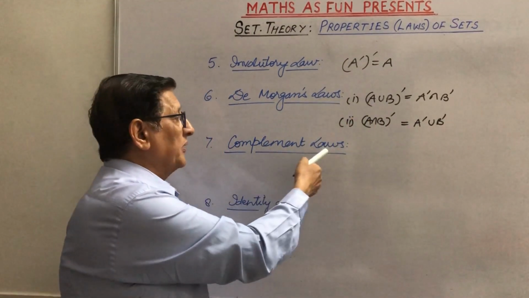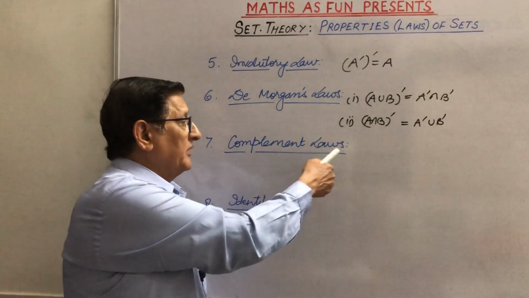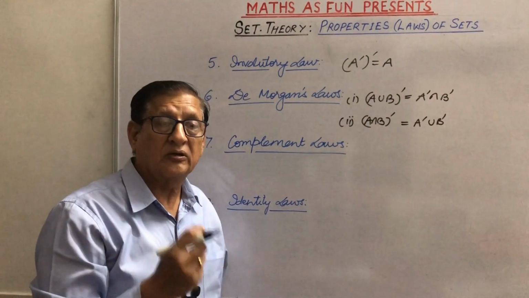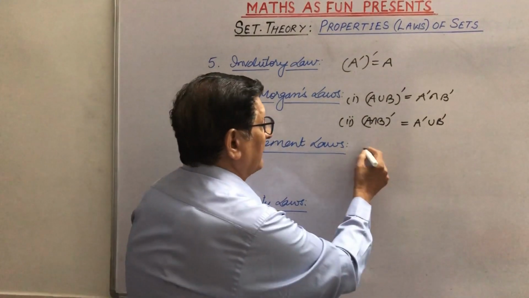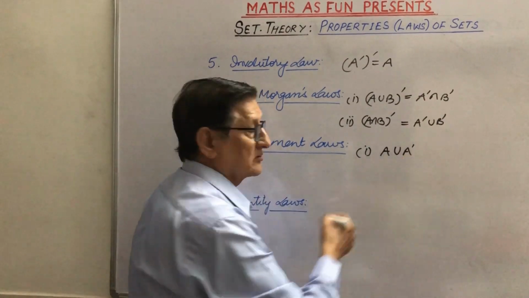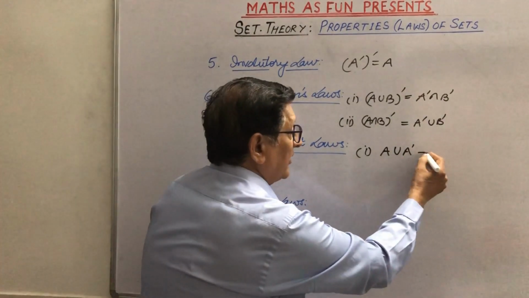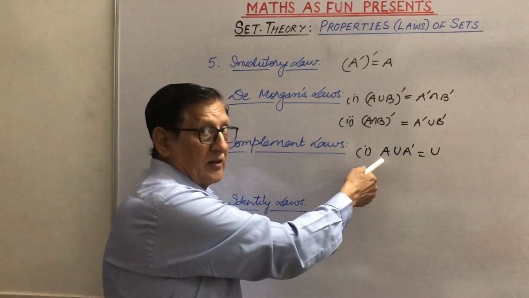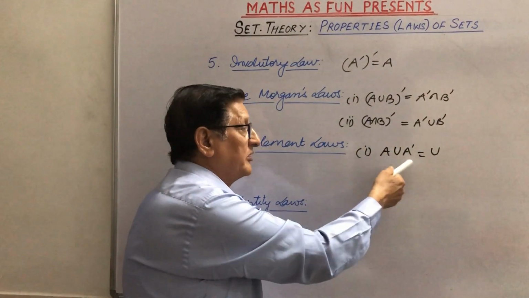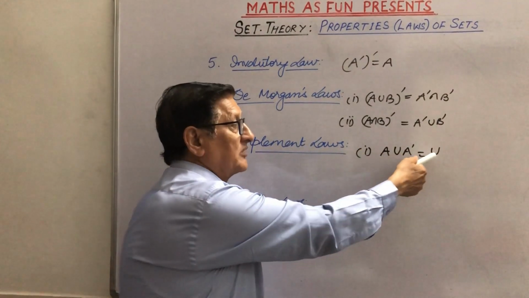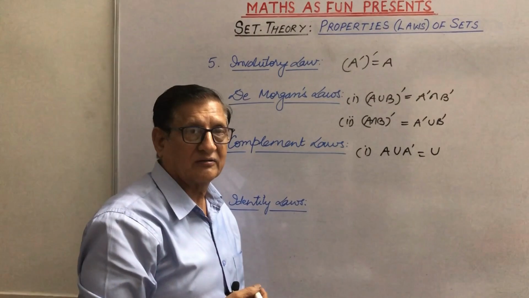Next is complement laws. Complement laws are actually based on the complement of sets. Number one we have is, if we want to take the union of A with A dash, that will be the universal set U, because all the elements of A and all the elements which are not in A but in U are combined, and that becomes universal set.